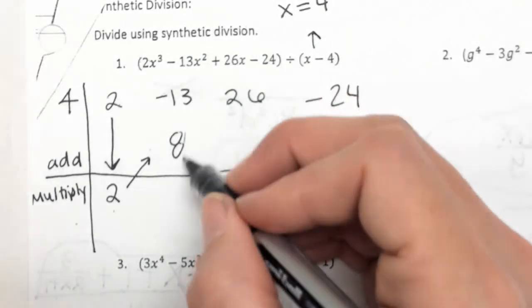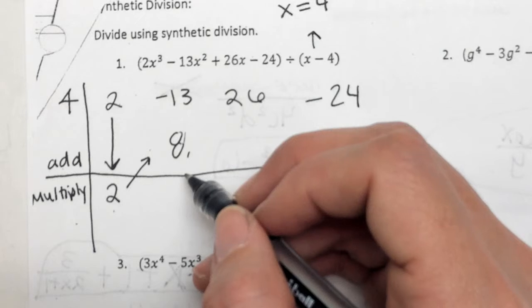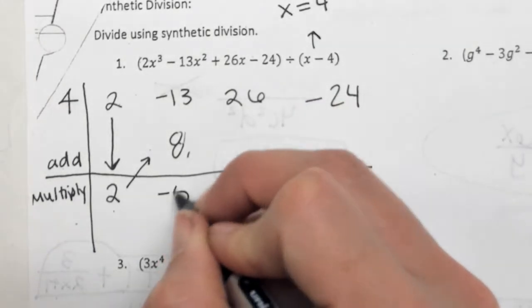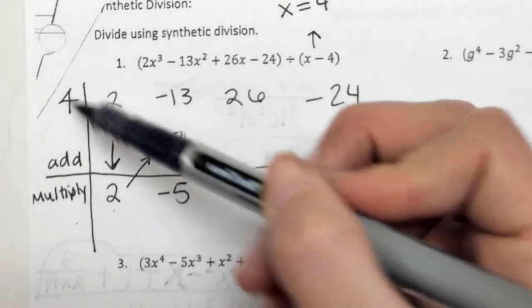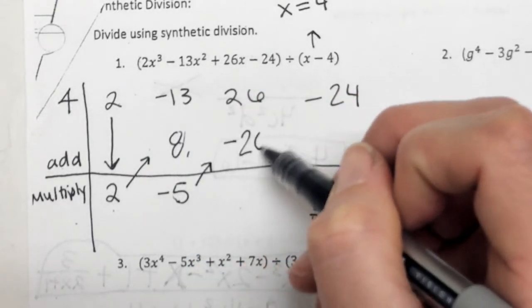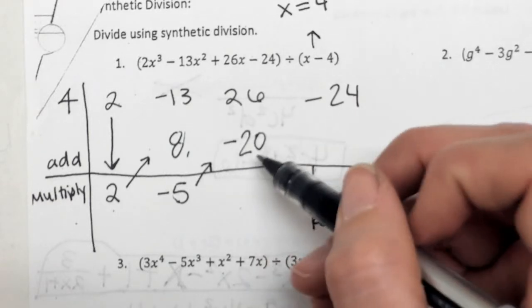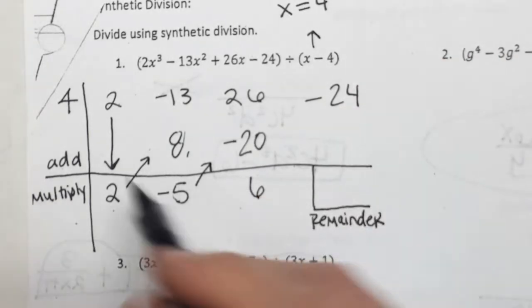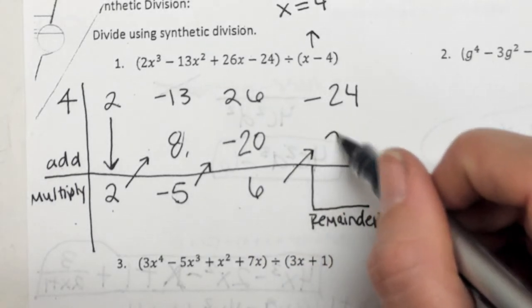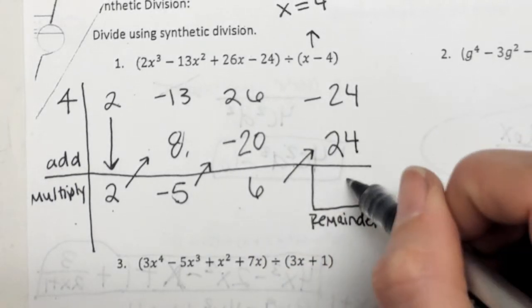Add these together. What's negative 13 plus 8? Negative 5. Now multiply. What's 4 times negative 5? Now add. What's 26 minus 20? What's 4 times 6? 24. What's our remainder?